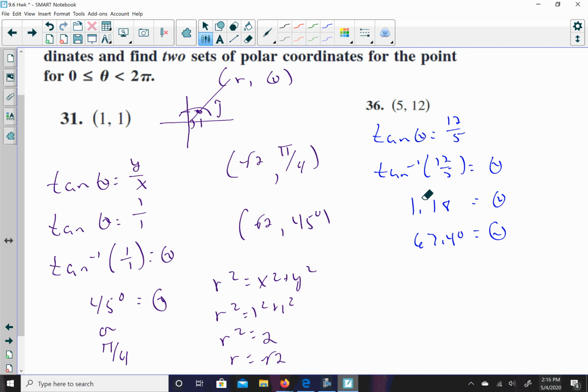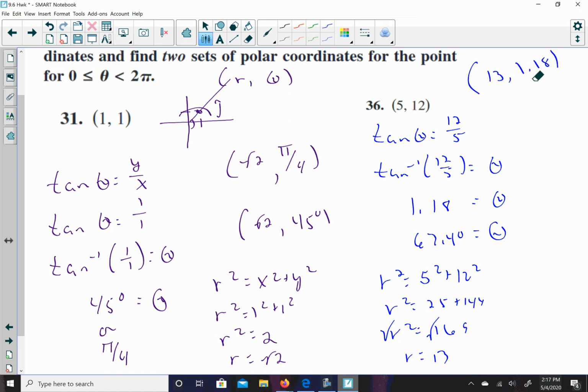Either one is acceptable. Then r squared is equal to x squared plus y squared. So r squared is equal to 25 plus 144. r squared is equal to 169. Square root, r is equal to 13. So my ordered pair is going to be 13 and then either 1.18 in radians, or I can say 13 and 67.4 degrees.